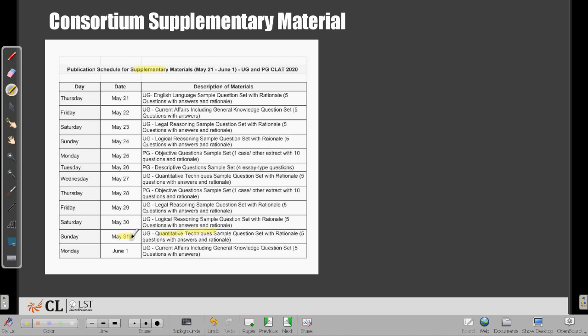And this is the 31st May quantitative technique question. It is based on a caselet. We have seen caselet questions in sample mock test number 1, sample mock test number 2, and sample mock test number 3 as well from CLAT Consortium.